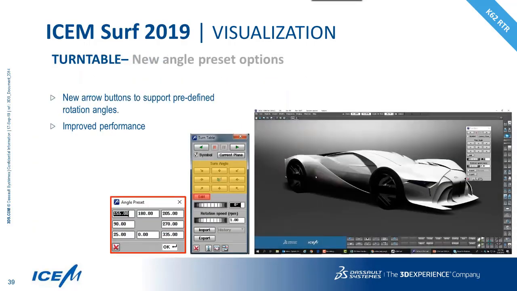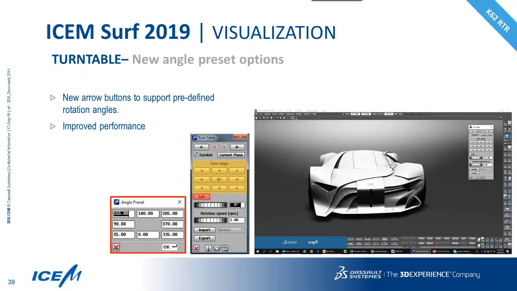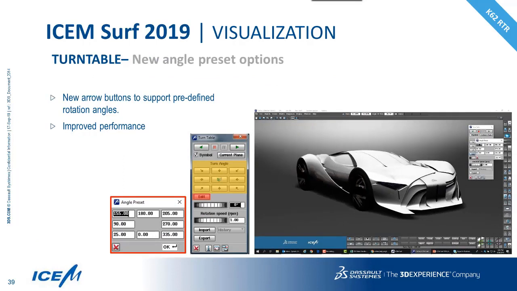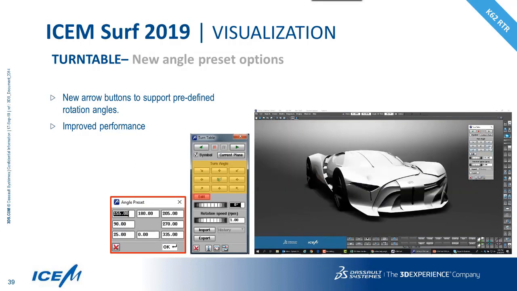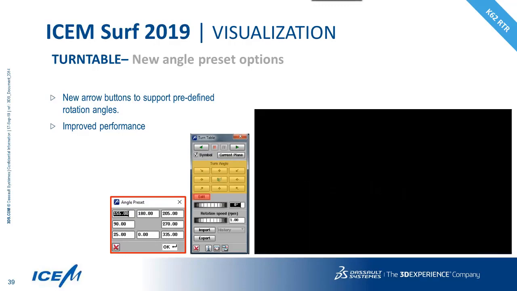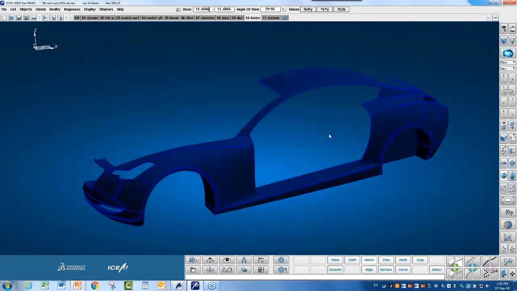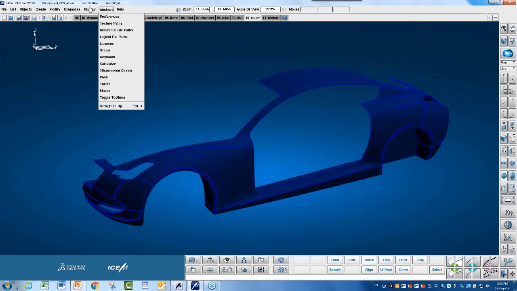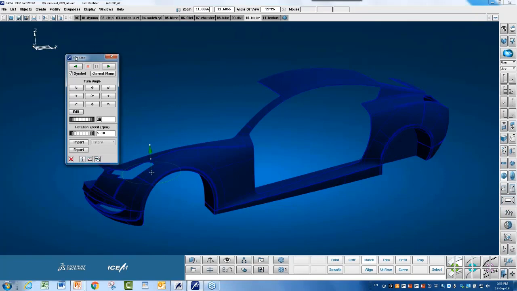Okay, turntable. For those of you that use turntable a lot, we've really enhanced it. We've optimized it so it's much smoother. It works much more quickly. And we've added these presets, these preset locations of the turntable. Okay, so I'll just show you that. It's easy to do. So we go to display turntable. There it is. Okay, here's the new menu.